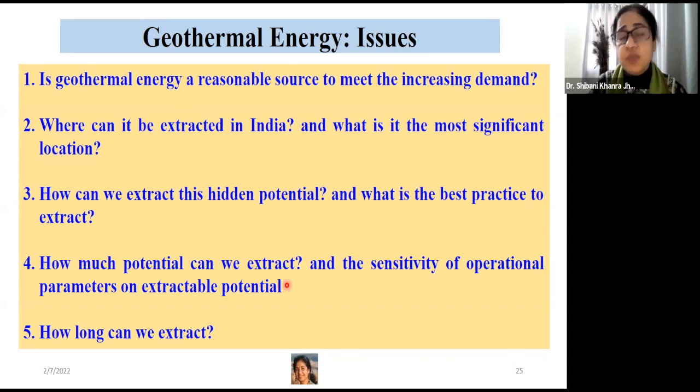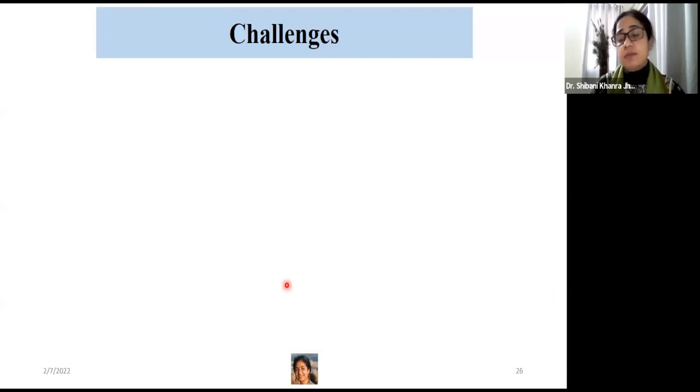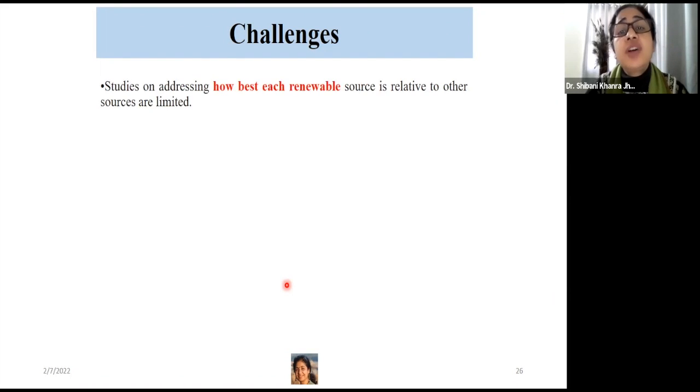These are some of the issues which lie with geothermal energy. Then, the challenge here is identifying how best each of the renewable sources relates to the others, because it is important when we, as scientists or researchers, explore some new domain, that we also take into account the stakeholders. For that, it is important to establish whether this particular alternative is feasible, viable, or strong enough to take its place in the renewable energy basket. So one of the challenges was to establish that particular fact.